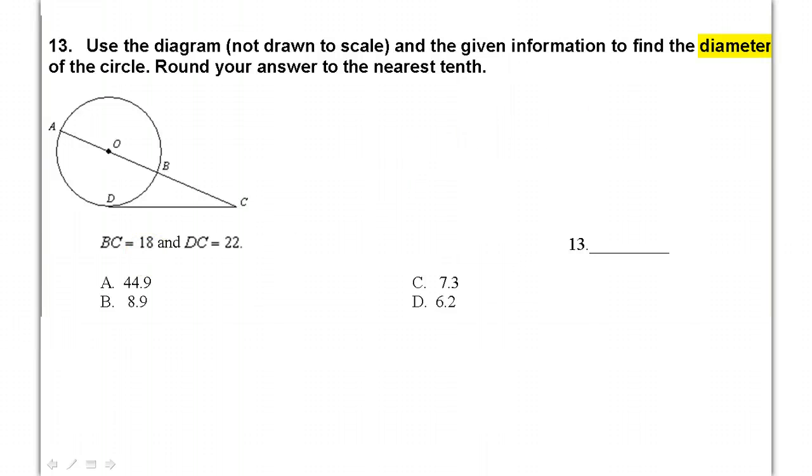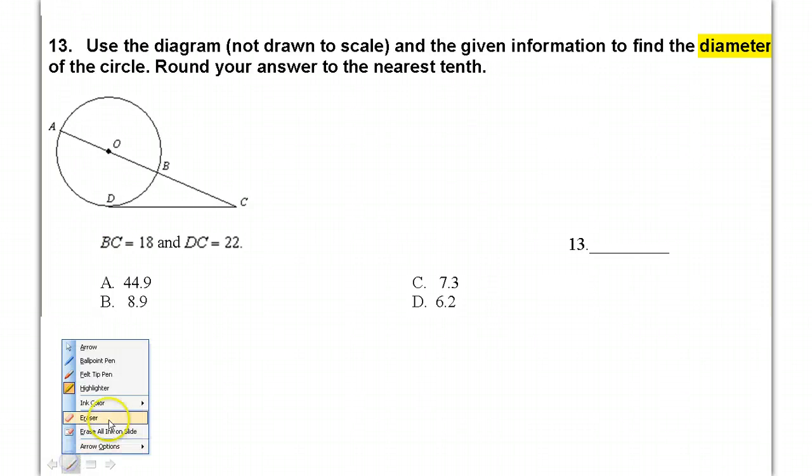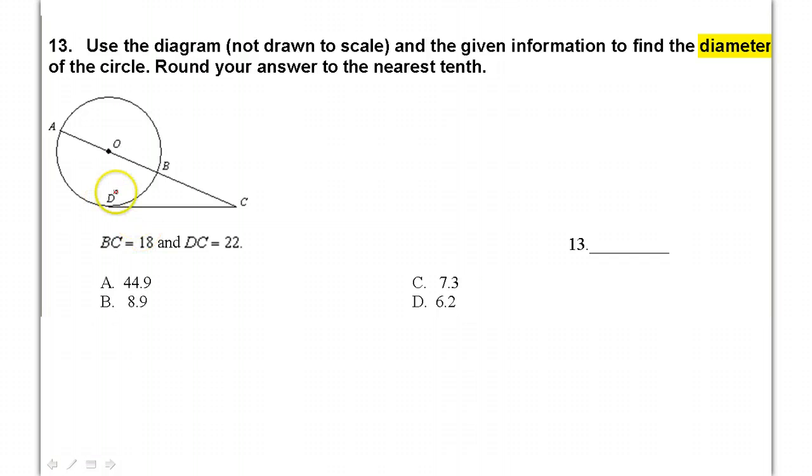Of course, that means you better know what that vocabulary word diameter means. The diameter of the circle, I'm hoping you recognize, is the chord stretching from one side of the circle to the other, but passing through the center. So, segment AB is the diameter.